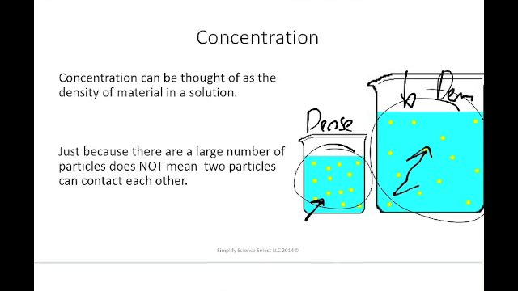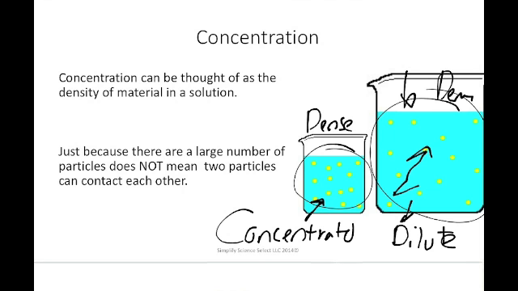Because of that, we can say this one is more concentrated, is the term we tend to use, and this one is more dilute, even though they have the same number of particles. It's just talking about the relative space that the particles occupy. Just because you have a lot of particles doesn't mean it's concentrated, and just because you have very few particles does not mean that it's dilute. Instead, you have to look at the ratio of the two.